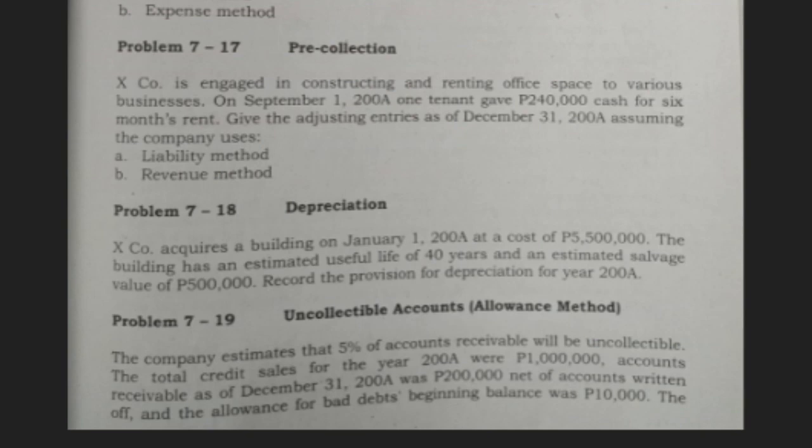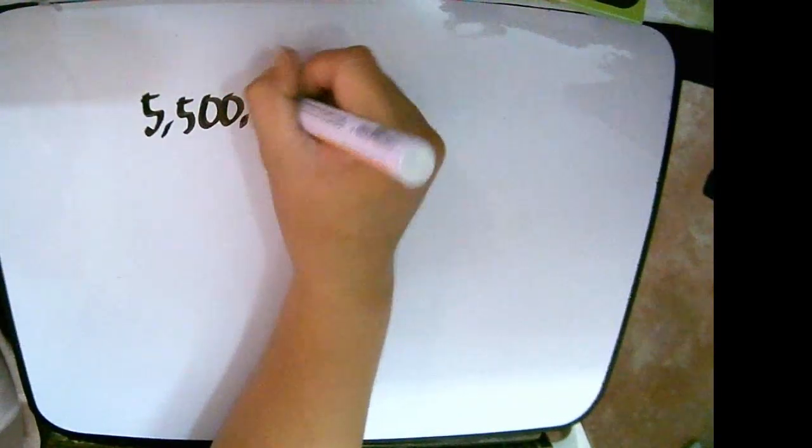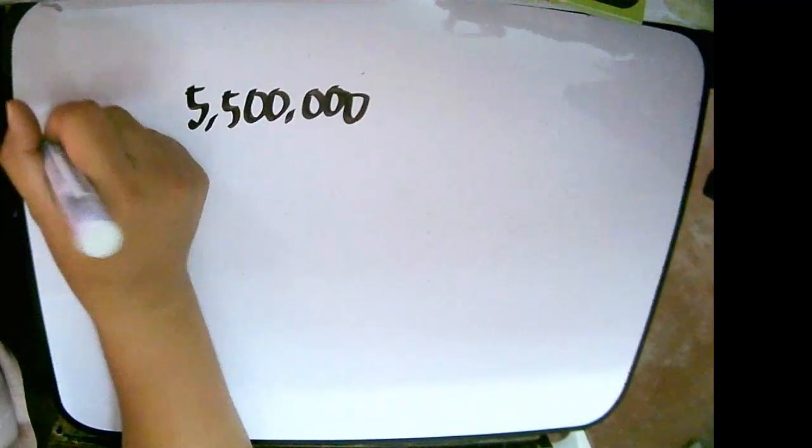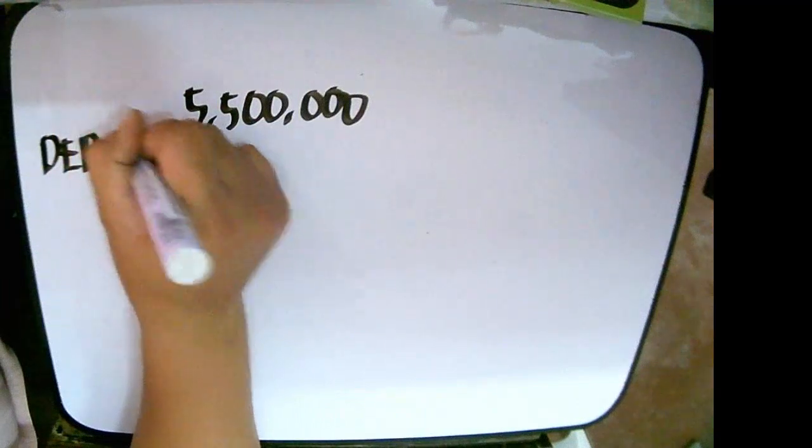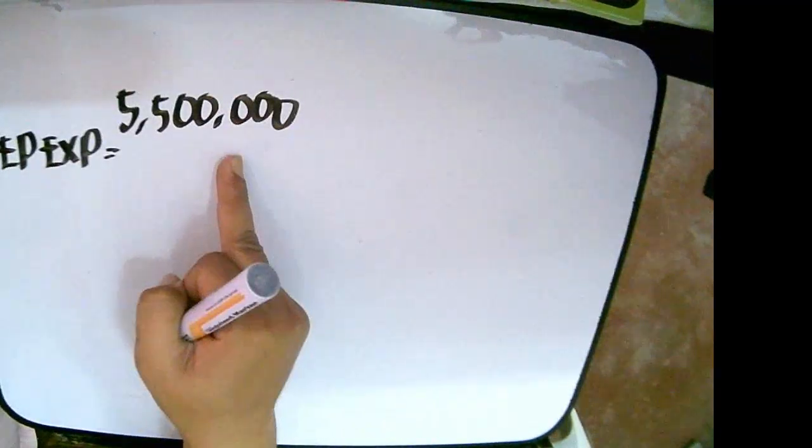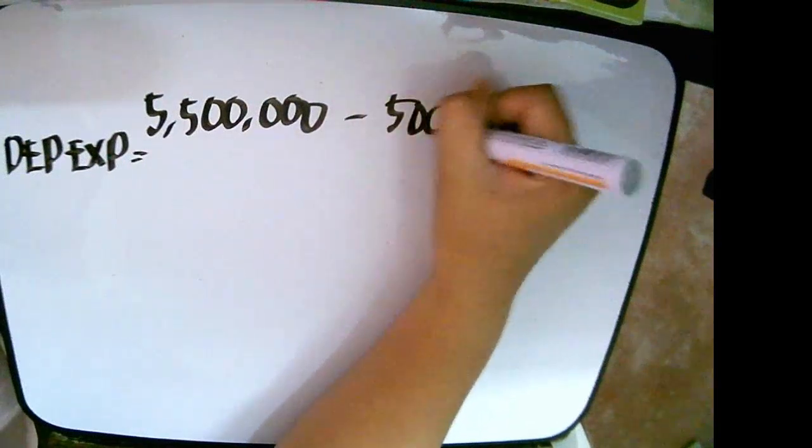Next, 7-18. X company acquires a building on January 1, 2008 at a cost of 5,500,000. The building has an estimated useful life of 40 years and may salvage value na 500,000. Record the provision for depreciation for year 2008. So, sabi meron daw tayong cost na 5,500,000. Para makuha natin yung depreciation expense natin for that year. So, cost, ibabawas natin yung ating salvage value.